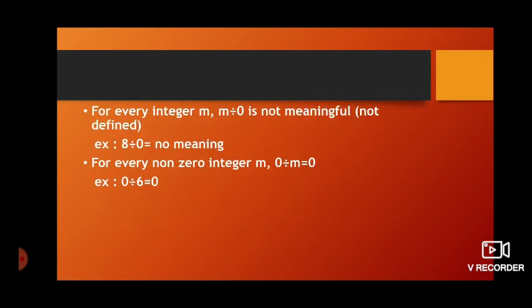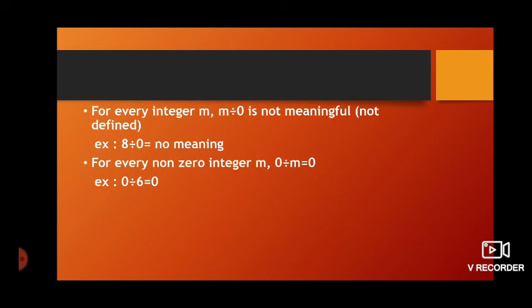Next, for every integer m, m divided by 0 is not meaningful, it is not defined. Here we have two conditions. One is anything divided by 0, and the other is 0 divided by anything. Here the first point is anything divided by 0. There will be no meaning for this type of sum. You cannot divide any number by 0.